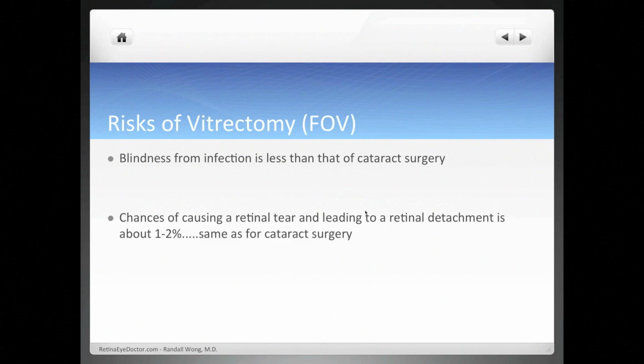So vitrectomy is actually 5 times safer than cataract surgery in terms of contracting endophthalmitis, or blindness from infection. The second most worrisome complication is retinal detachment. Retinal detachments are caused by retinal tears. The chance of causing a retinal tear leading to retinal detachment is about 1 to 2%, and this is the same as anyone undergoing cataract surgery. So this is why I say that vitrectomy really is as safe as cataract surgery, if not safer.